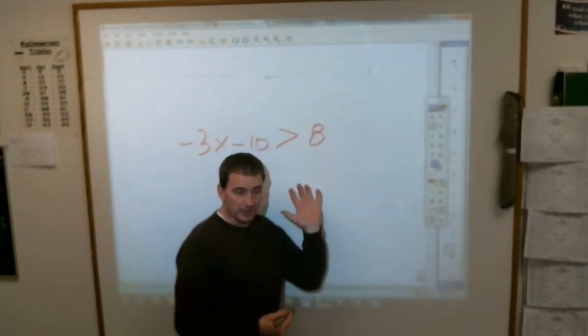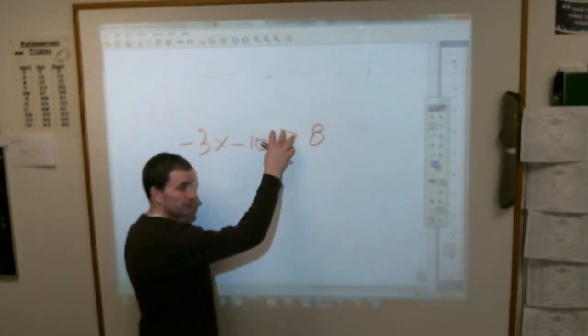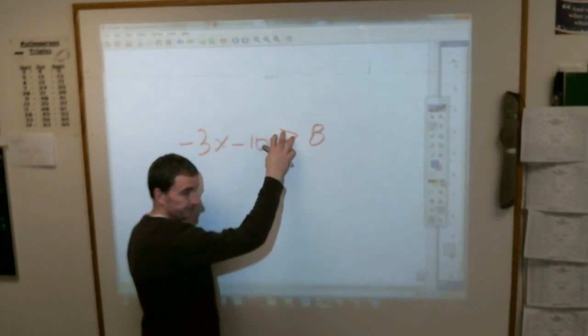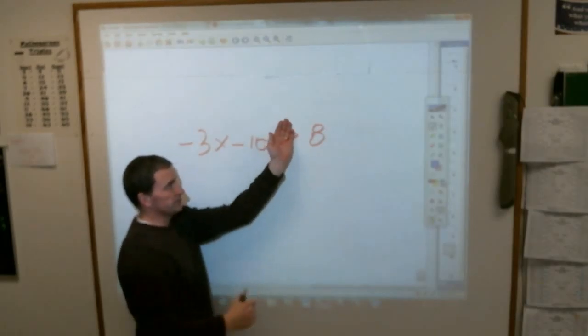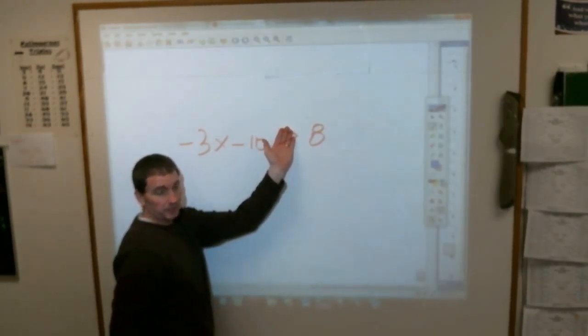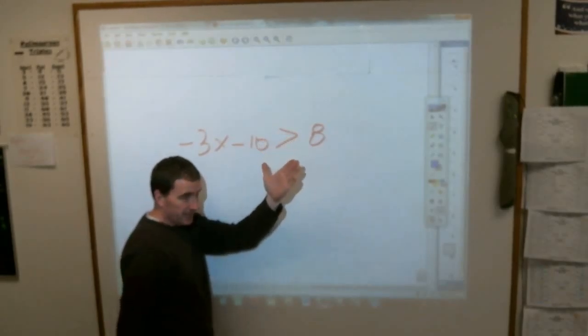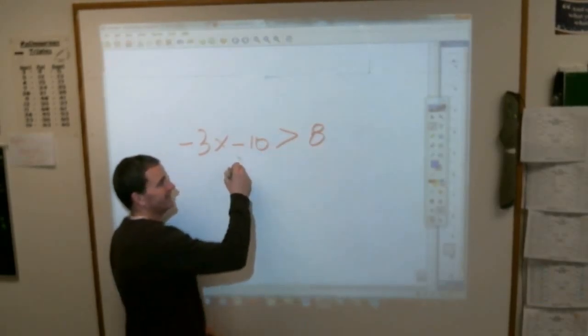Okay, here's the deal. If I were solving this, if this had an equal sign here, what's the first thing I would do? Ryan? Pretend this is an equal sign and I want to solve it for x. First thing I would do is add 10. That does not change. I'm going to add 10.